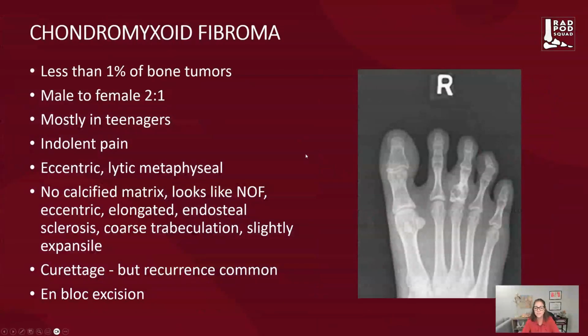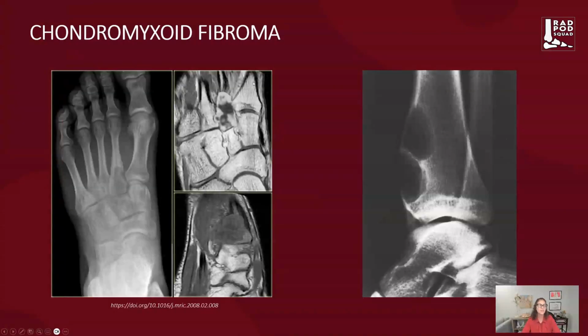Moving on to chondromyxoid fibromas, this is less than 1% of bone tumors. The patient may present with indolent pain. Generally, they can present without calcified matrix, look like an NOF, have eccentric features, and the treatment is going to be curettage, but recurrence is common. This is an example of a chondromyxoid fibroma identified here, creating this expansile lesion at the base of the third proximal phalanx.